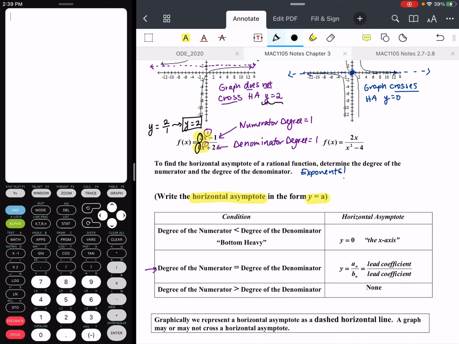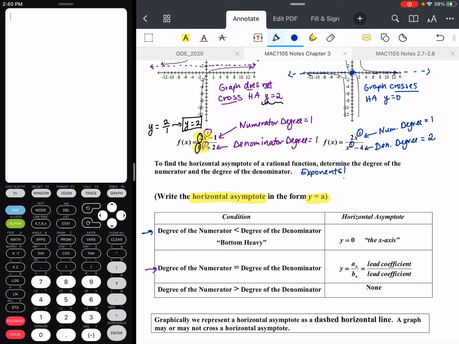All right, scooting over to the graph to the right, looking at our function. For the degree of the numerator and denominator, starting with the numerator, 2x to the first power, I'm just going to put numerator degree equals 1. And in the denominator, we have x squared minus 4, so I'll put denominator degree equals 2. So that brings us to this first case, right? The degree of the numerator is less than the degree of the denominator.